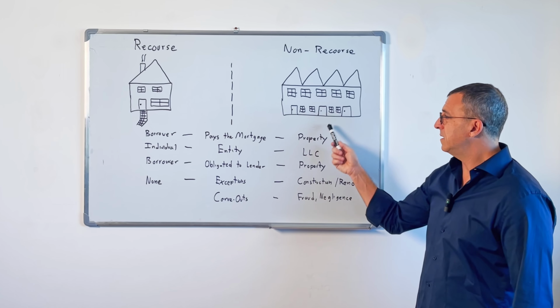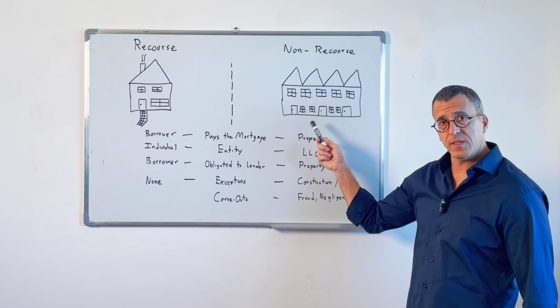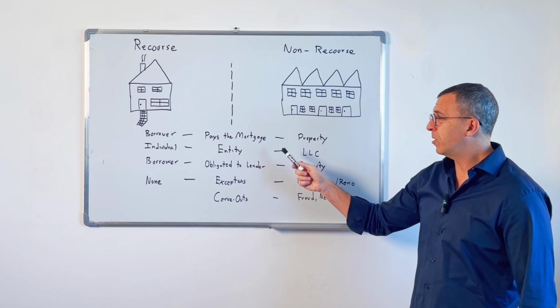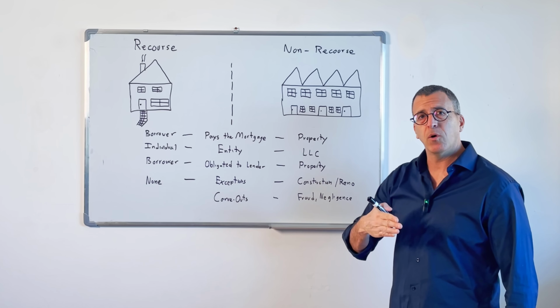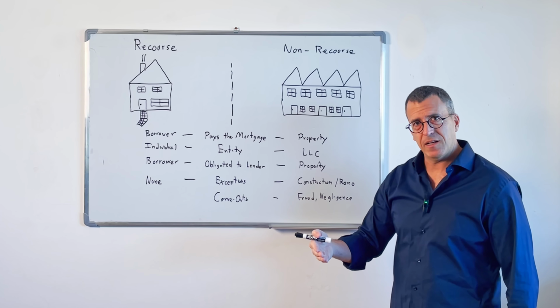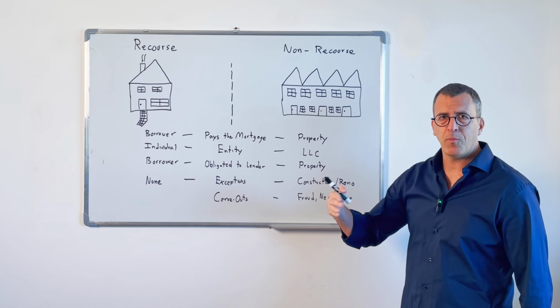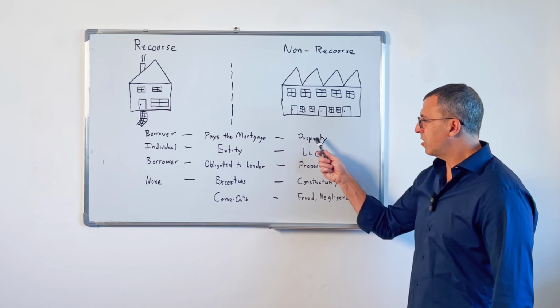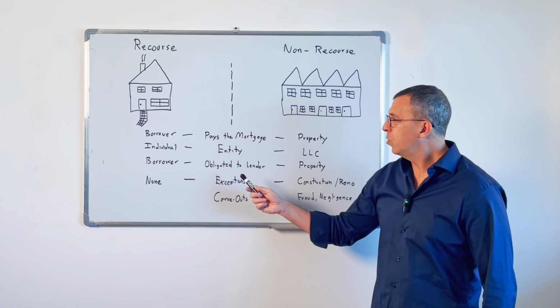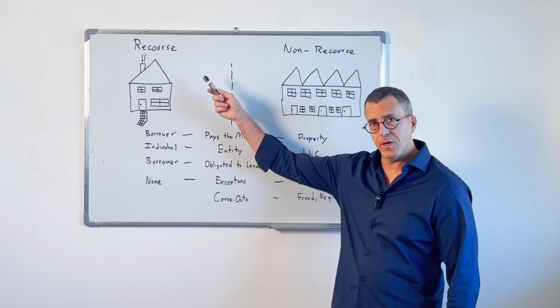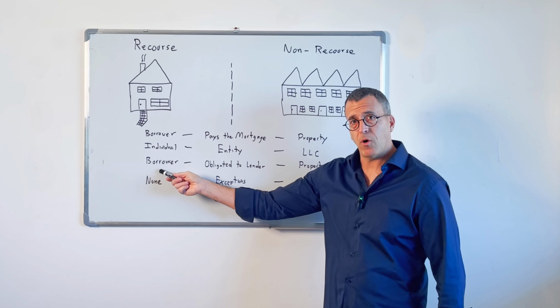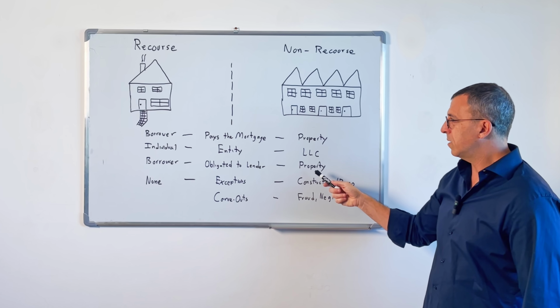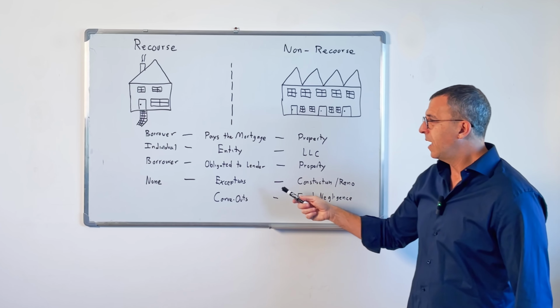On the commercial real estate side, you're going to be purchasing that property under an entity, usually an SPE, a single purpose entity, usually an LLC. Sometimes it might be a C corporation for some other reasons, but in general, it's going to be an LLC. Who's obligated to the lender? Because it's a recourse property, the obligations fall on the borrower, and because it's non-recourse, the obligations fall to the property. And what are the exceptions?